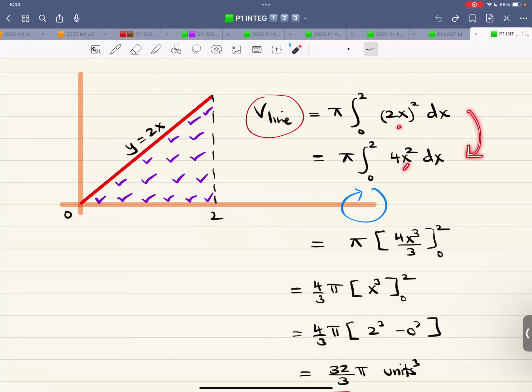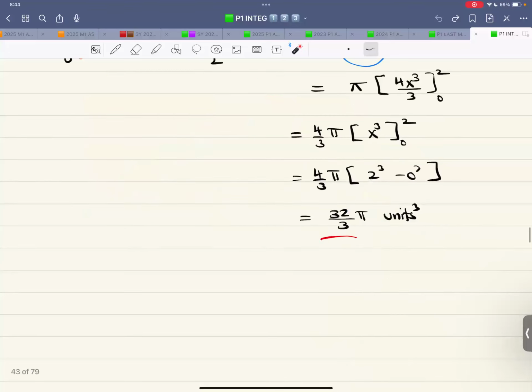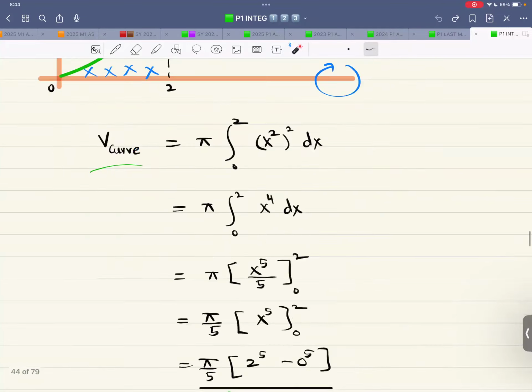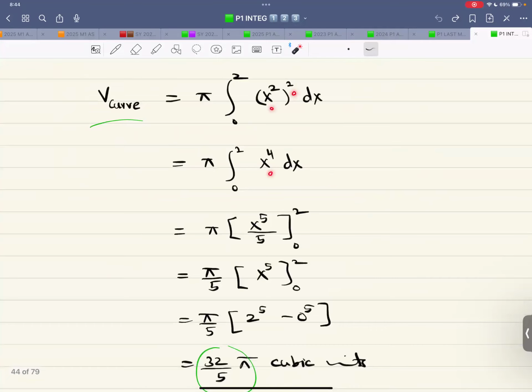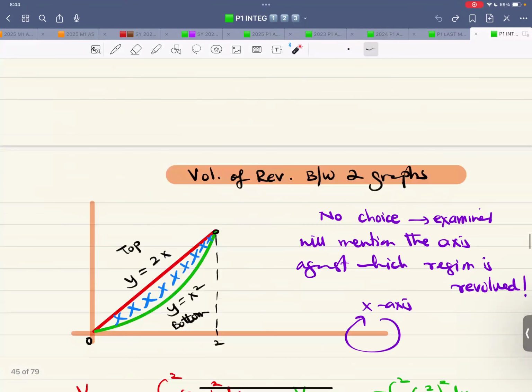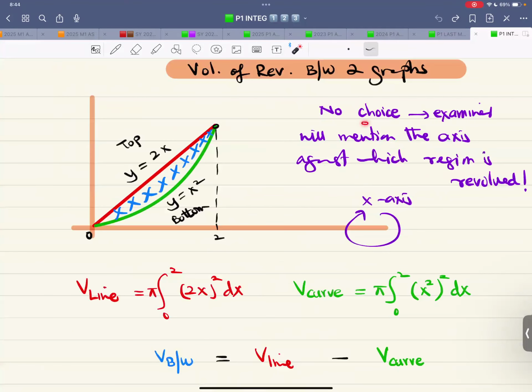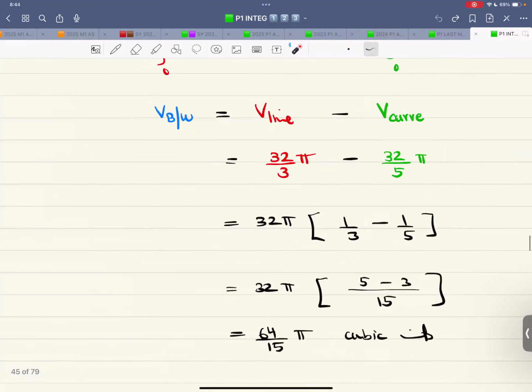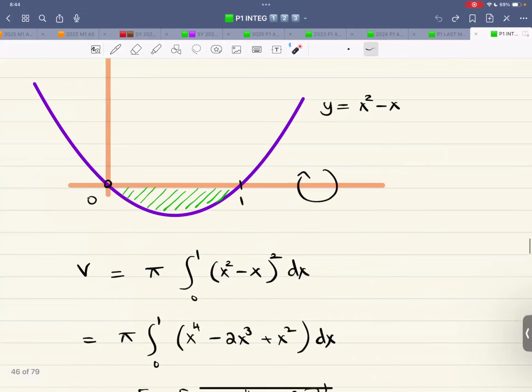First step, just simple squaring. Second step, integration. Third step, taking common. Then plug in the limits. Then evaluate. Again, y is equal to x squared. x squared squared, that's x to the power 4. Then integration. Then common. Then limits. Between the two, there's no choice, the examiner will mention the axis against which the region is revolved. Volume produced by the line, volume produced by the curve, subtract, you get the answer. Leave the answer in terms of pi.